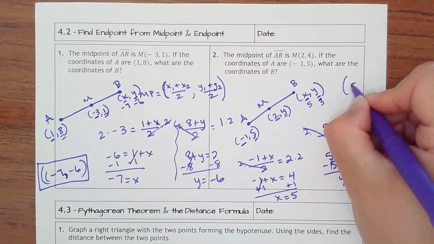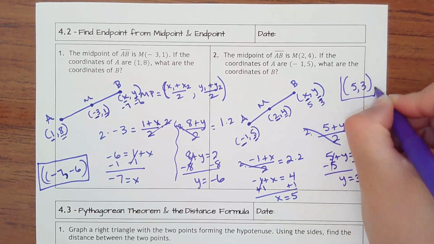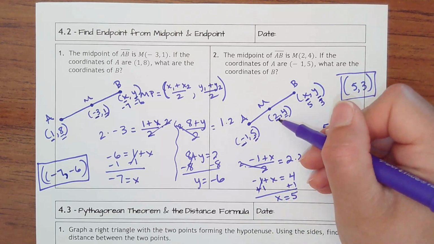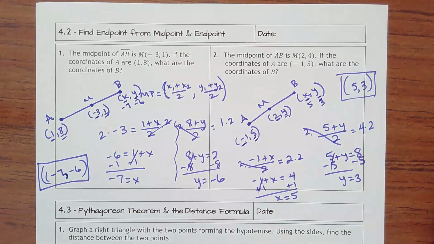So my endpoint B is at 5, 3. Again, you could check. 5 plus -1 is 4. 4 divided by 2 is 2, and 3 plus 5 is 8, divided by 2 is 4.